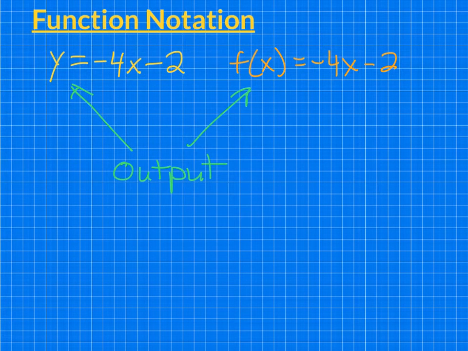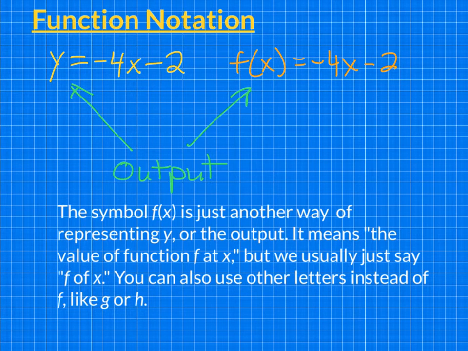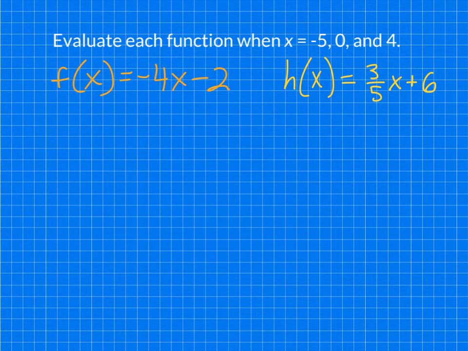In both of these functions, the thing on the left side represents the output. In our first equation, in yellow, the y represents the output. In our orange function, this symbol right here, f and then x in the parentheses, represents the output. That symbol is just another way of representing y, or the output. It means the value of function f at x, but we usually just say f of x. You can also use other letters instead of f, like g or h when you have multiple functions. So when we see this first one up here in orange, we say f of x equals negative 4x minus 2.